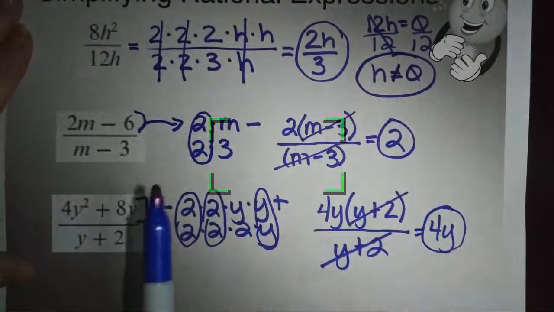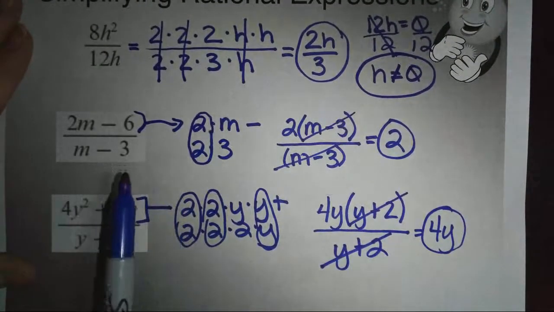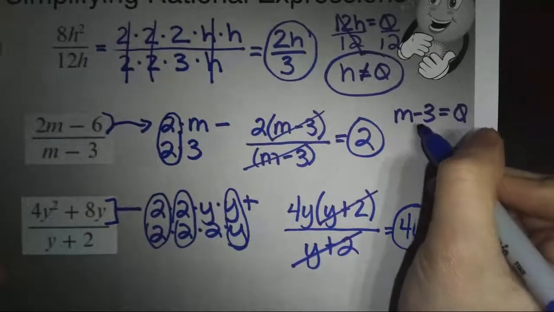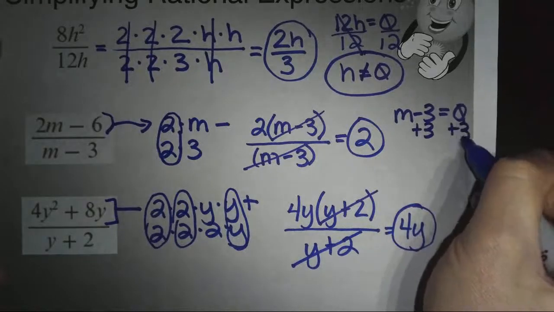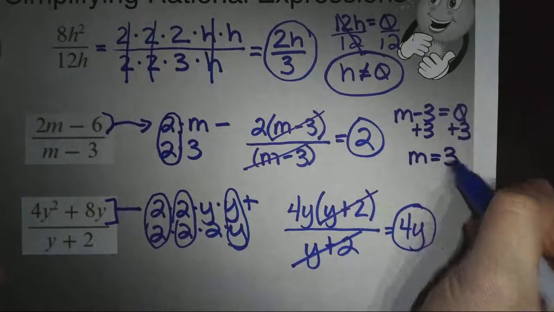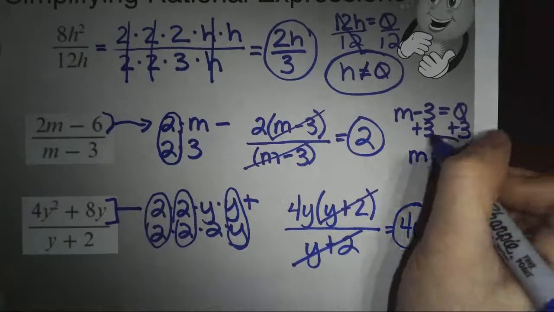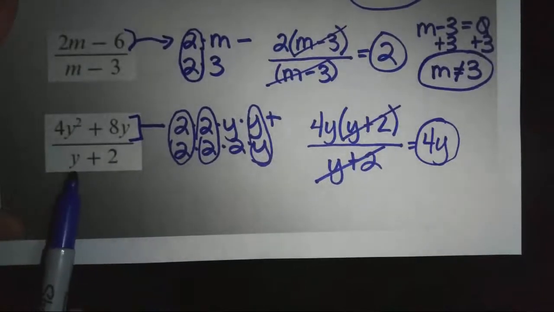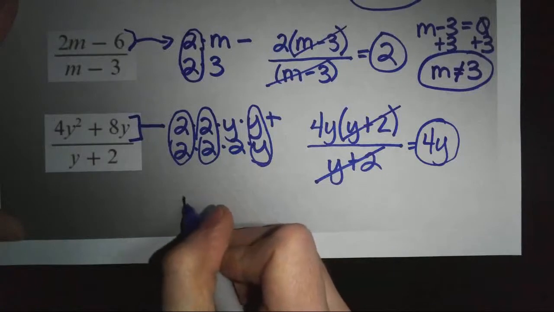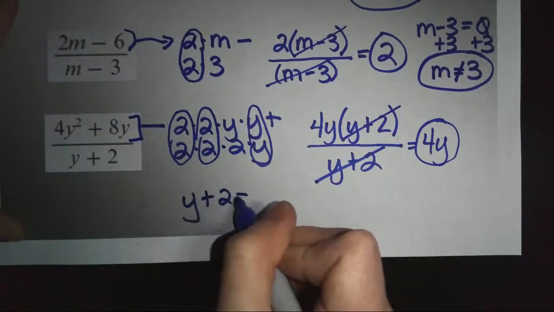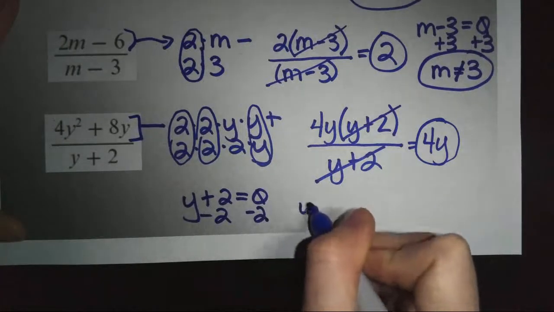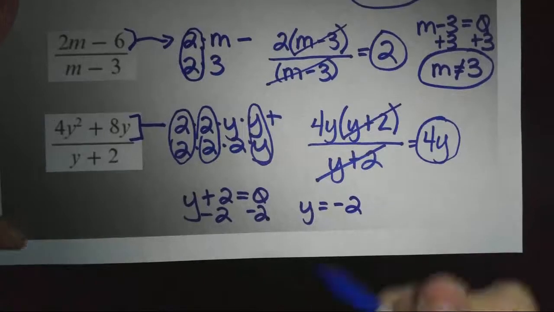Now in the second example, I have to take my original problem and set the denominator equal to 0. So m minus 3 cannot equal 0. And when I solve that equation by adding 3 to both sides, I get m equals 3 as my excluded value. So m cannot equal 3. And finally, in the last example, I need to take y plus 2 and figure out what I could sub in for y that would make that 0. So I'm going to set y plus 2 equal to 0, subtract my 2 from both sides, and get y equals negative 2 as my excluded value.